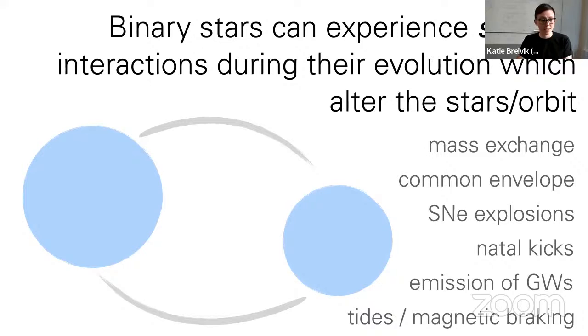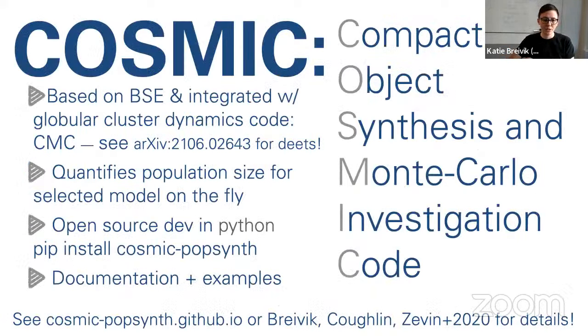The way that I like to study binary stars is through the development of a population synthesis code that I lead the development of. It's called COSMIC. COSMIC is a Python-based population synthesis code. It's completely openly developed in Python. It's on GitHub. We've got tons of documentation and examples in the hopes that people will be able to use it.